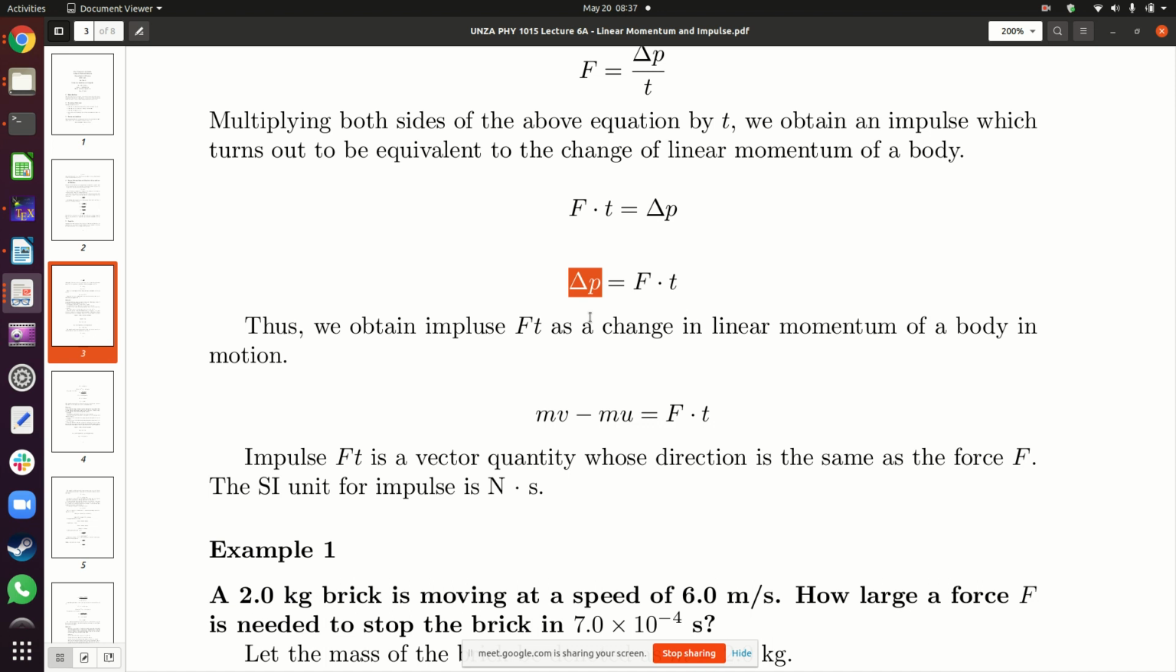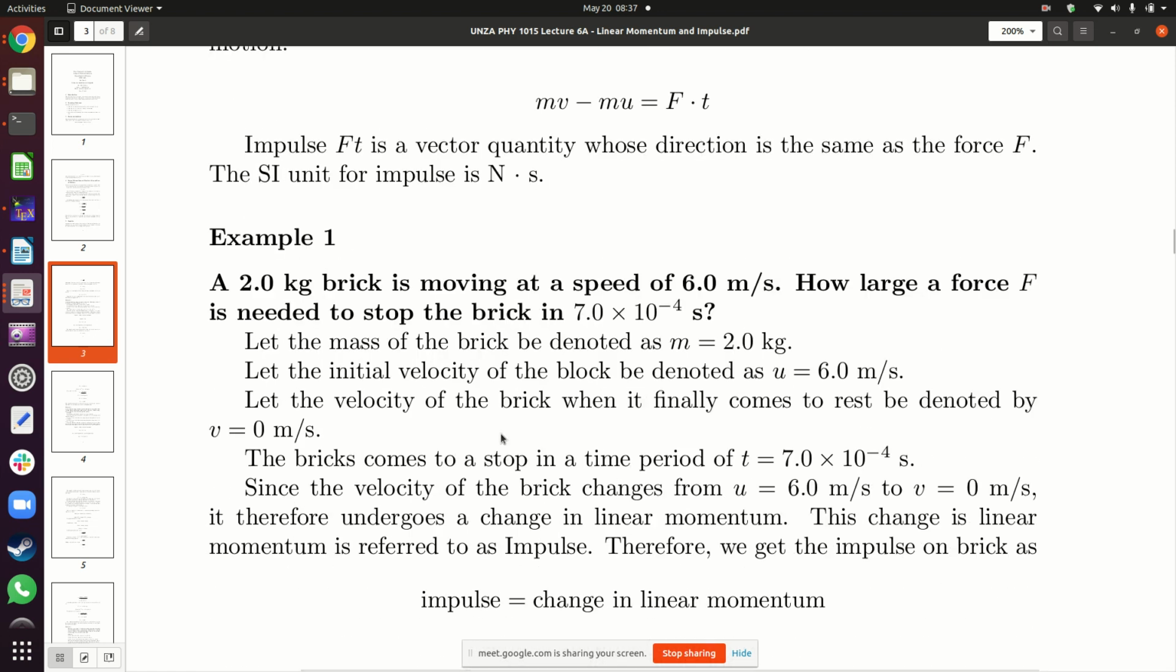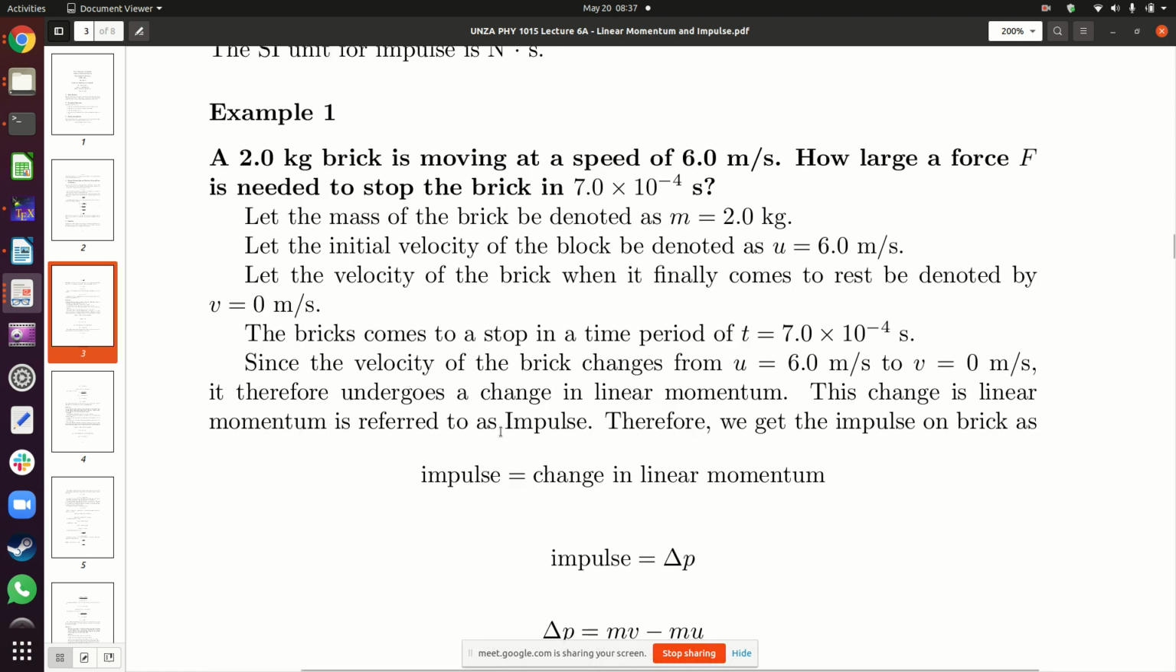So the impulse is equal to the resultant force, or the force which causes acceleration, multiplied by the time. Okay. So next, we've got an example of how we could use this.